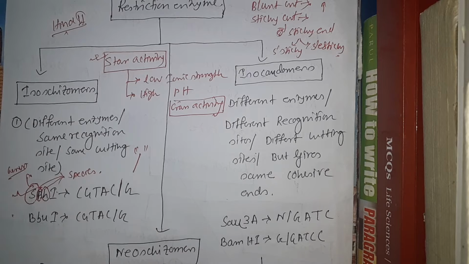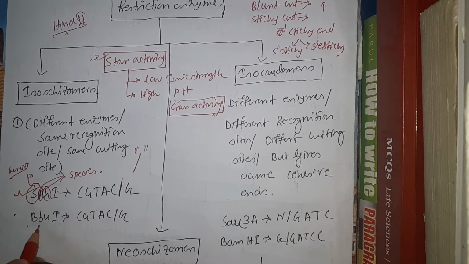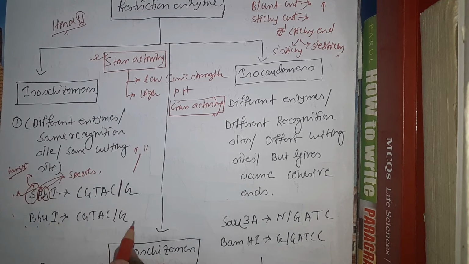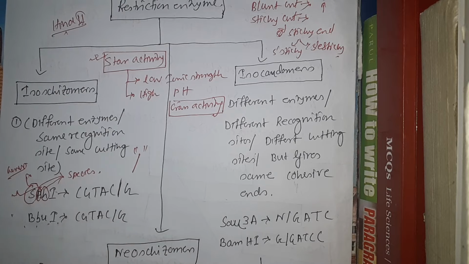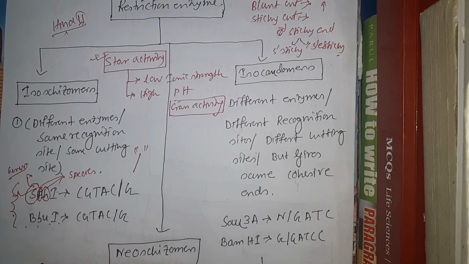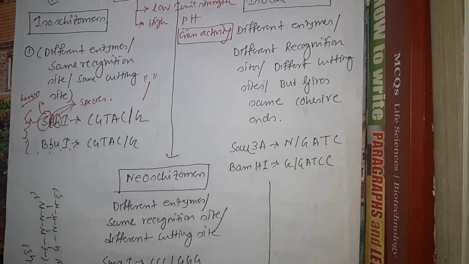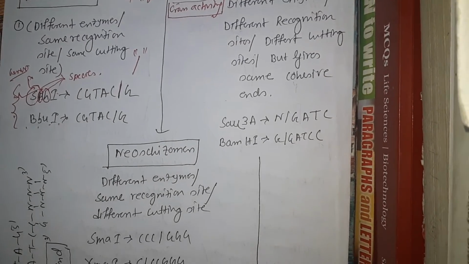Another enzyme is BbuI, and it will also recognize the same restriction sequence and make the cut in the same position. So we can say this SphI and BbuI are isoschizomers. So isoschizomers are simply different enzymes that have the ability to recognize the same restriction sequence, and they will make the cut at exactly the same location in that restriction site.